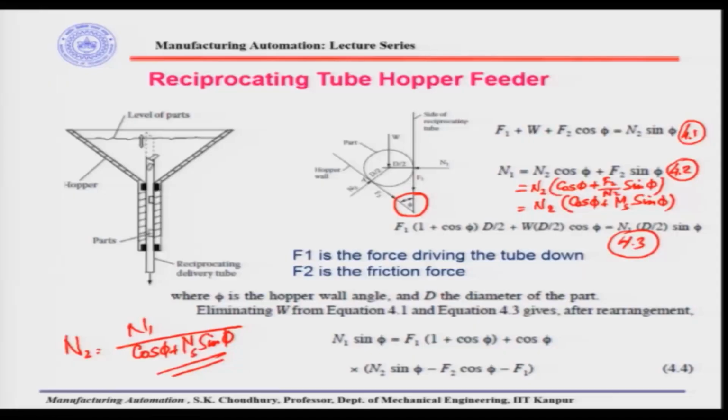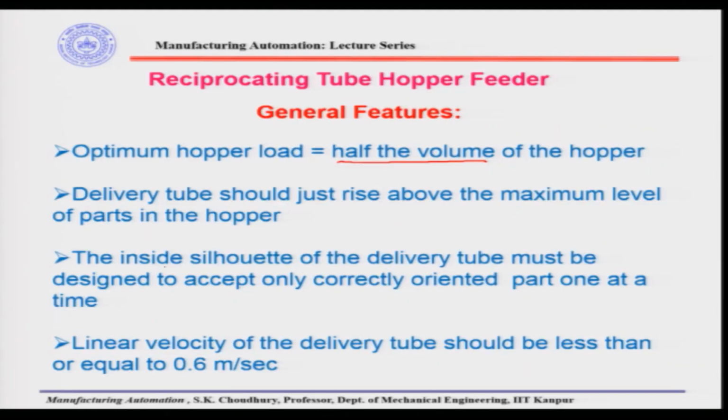Okay. Therefore, it has to just go beyond that level of the parts, just rise beyond the level of the parts. The inside silhouette of the delivery tube, this I have already told you, must be designed to accept only the correctly oriented part one at a time. Now, I told you earlier, when we were discussing the initial part of the lecture, that feeders have to feed the parts in the correct orientation.